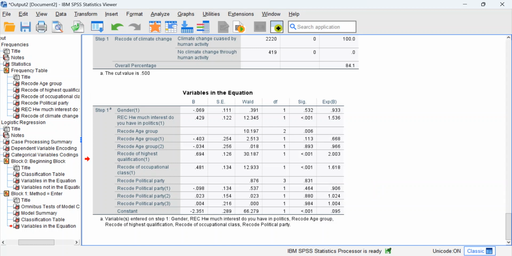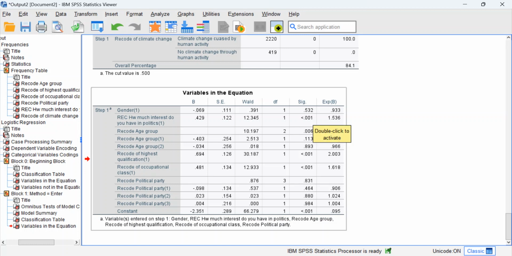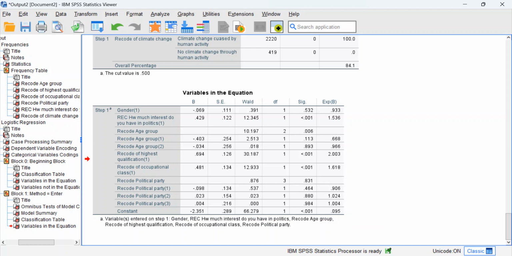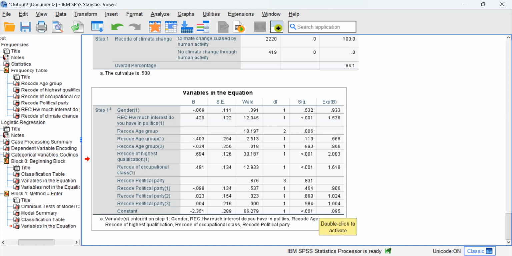If you remember, this is comparing people who don't have a professional occupation compared to people who do. If we look at the last category here, which is the recode of political party, and if you have a look at political party in the raw data, you might find that there is a statistical relationship. But by the time we've controlled for occupation, highest qualification, and overall interest in politics, we find actually that there's no difference between political parties.